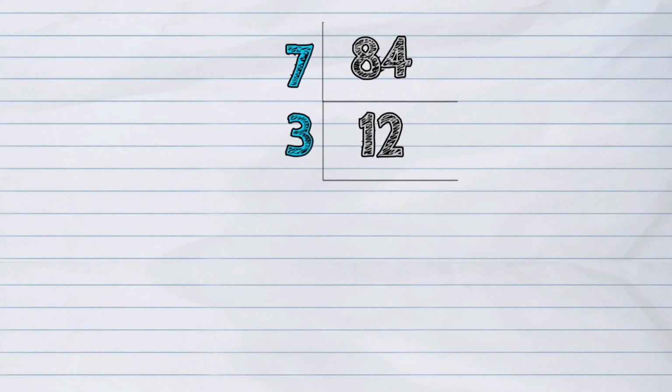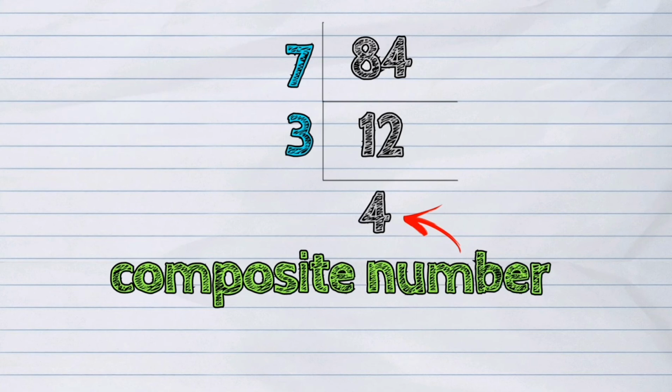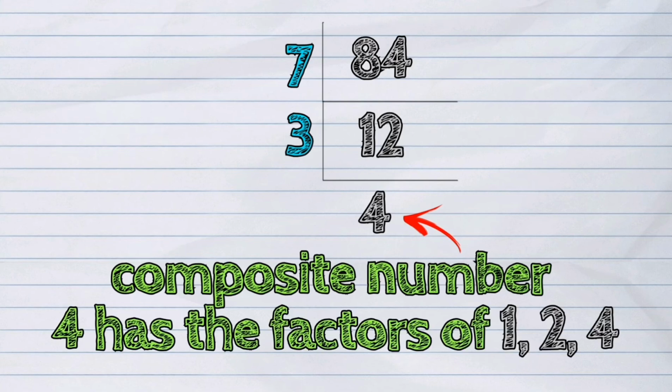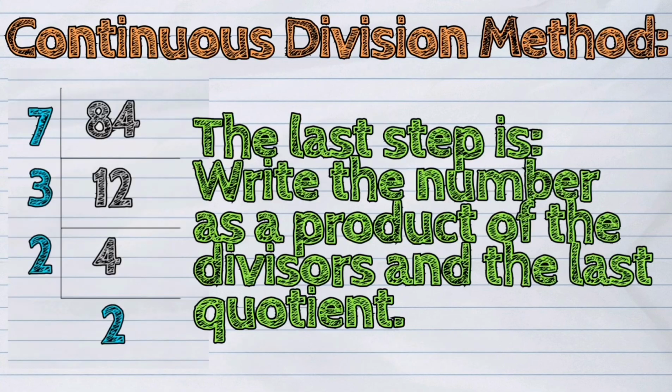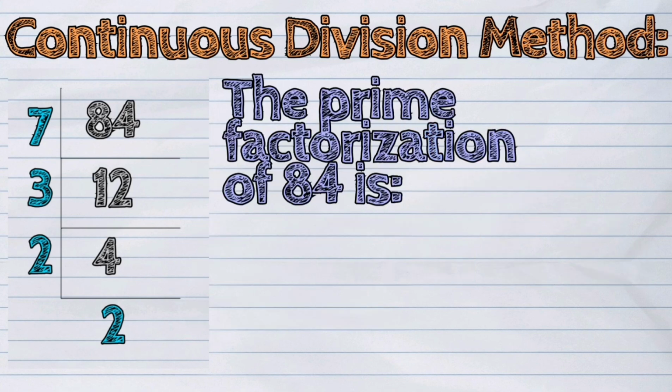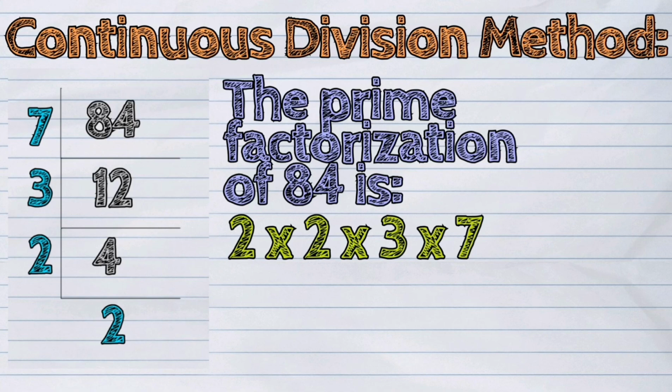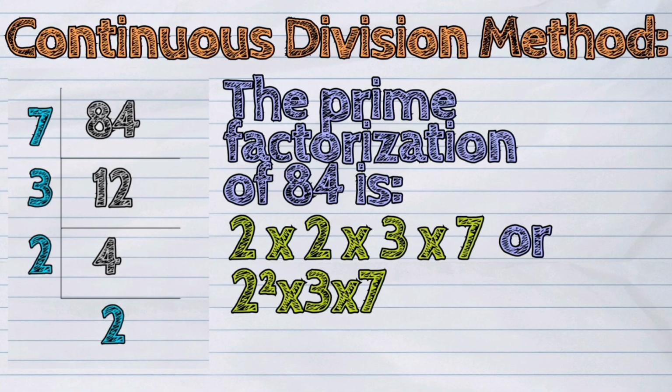12 divided by 3 is 4. 4 is still a composite number. So let's continue getting the factors. 4 has the factors of 1, 2, and 4. We use 2 as the divisor. 4 divided by 2 is 2. 2 is already a prime number. The last step is write the number as a product of the divisors and the last quotient. The prime factorization of 84 is 2 times 2 times 3 times 7 or 2 to the second power times 3 times 7.